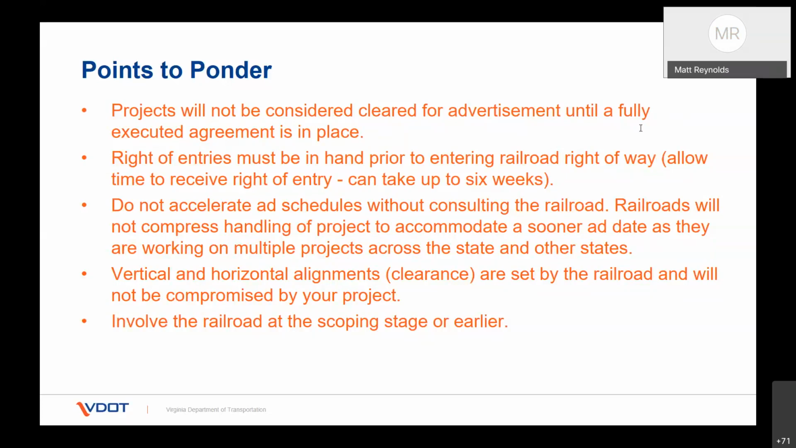Vertical and horizontal alignments and clearances are set by the railroad, and they will not be compromised by a project. If they are, they will shut the project down if we don't do what we say, or we're not fully engaging that contractor to follow the specifications and the terms of the agreement and the provisions of the contract. Involve the railroad at the scoping stage or earlier. As soon as you know, as has been mentioned before, that there's going to be railroad involvement, go on and introduce the project to the railroad, make them aware of it. That way, speaking to resources, they can schedule the resources and provide those to help accommodate meeting your schedule and move the project forward.